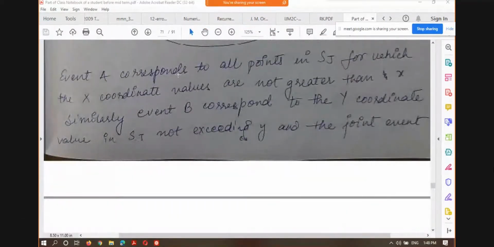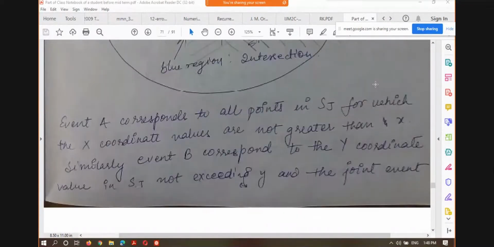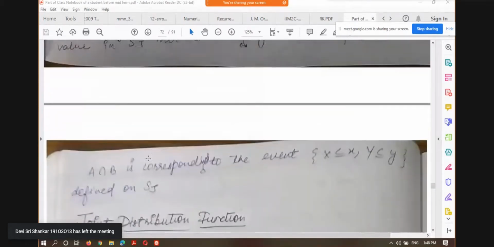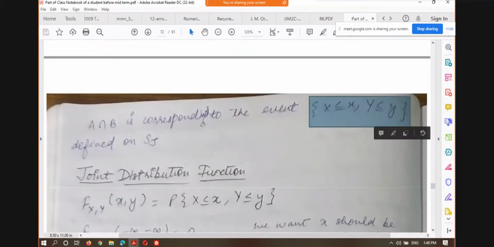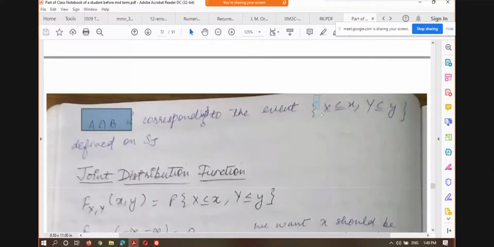So event A corresponds to all points in the S_x where x coordinate values are not greater than x. Similarly, event B corresponds to the y coordinate, S_y, not exceeding y, and the joint event is A intersection B. Actually, this is of interest to us for the case of two random variables, X less than or equal to x and Y less than or equal to y. It is actually A intersection B, where A is X less than or equal to x only, and B is Y less than or equal to y.